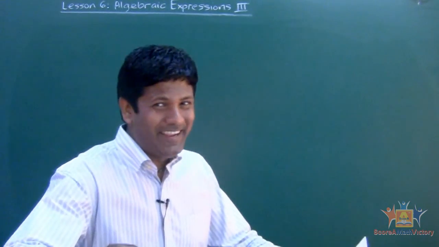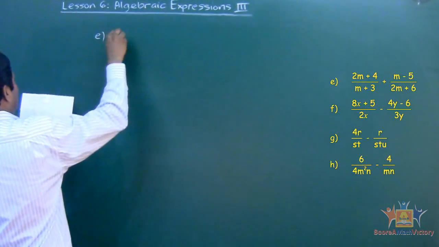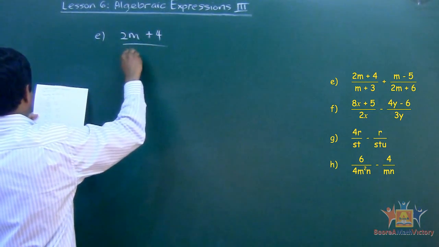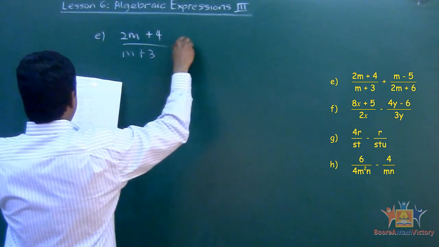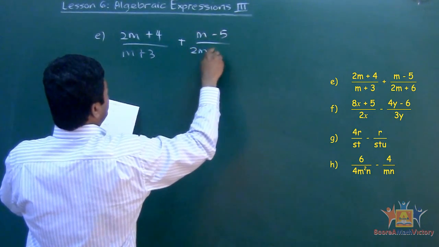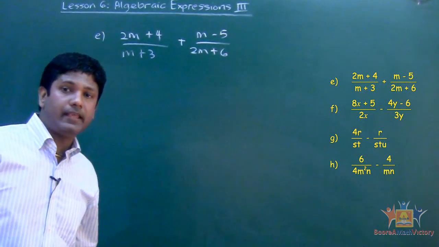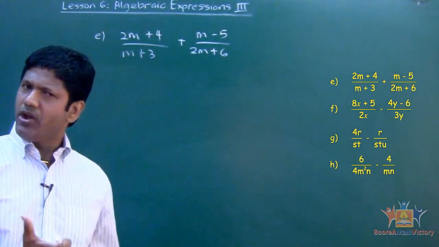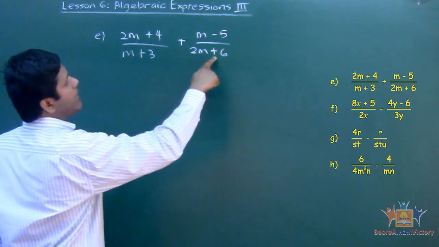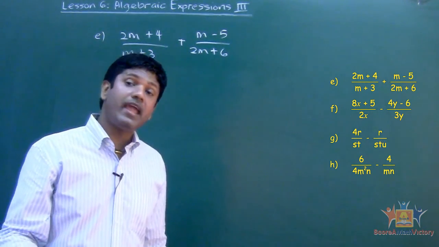You ready for E? Let's do it. Okay, let's do E. Now, E you're given 2m plus 4 over m plus 3 plus m minus 5 over 2m plus 6. And I'm adding them. Can I add them? No. Why no? Very good. M plus 3, 2m plus 6. So what am I going to do? I'm going to find a common denominator to add.